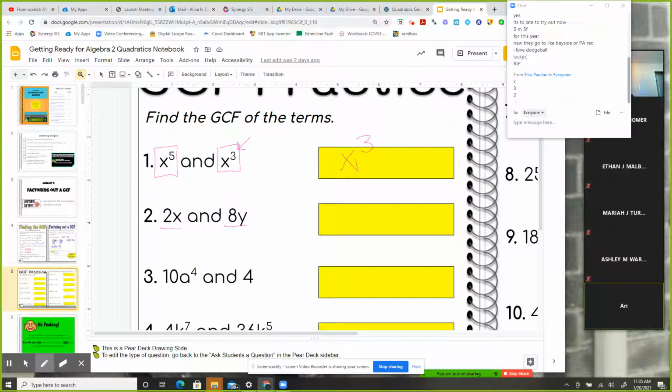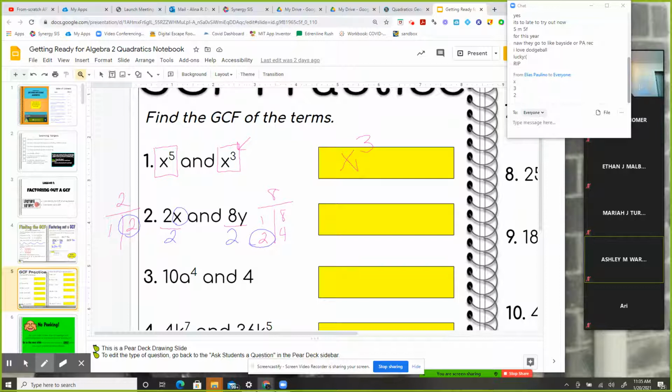Greatest common factor. So it has to be a factor of both things. If I do that t-chart with the 2, I can only do 1 and 2. 2 is prime, so 1 and itself. And then if I do 8, I've got 1 and 8 and 2 and 4. What's the biggest number in both charts? 2. So my greatest common factor is going to be 2.